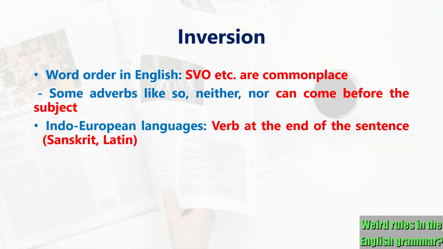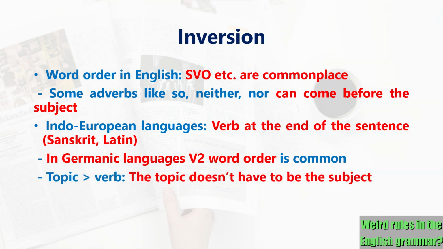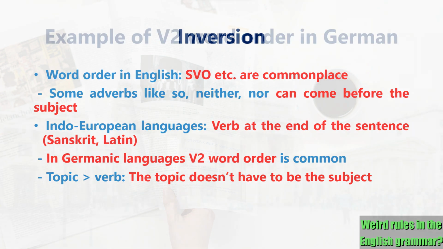Initially, in Indo-European languages, verbs usually come at the end of a sentence, and such word order was common in Sanskrit and Latin. In Germanic languages, however, the V2 word order, in which the verb basically comes second, has taken root, with the topic first, followed by the verb, which doesn't have to be the subject, but can be an object, a complement, or any other adverb.